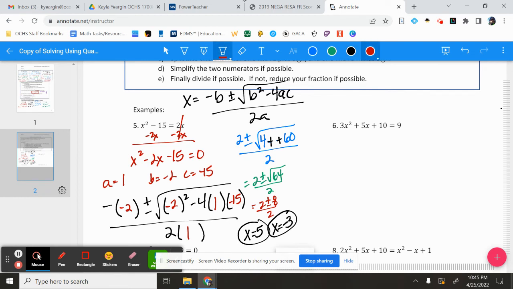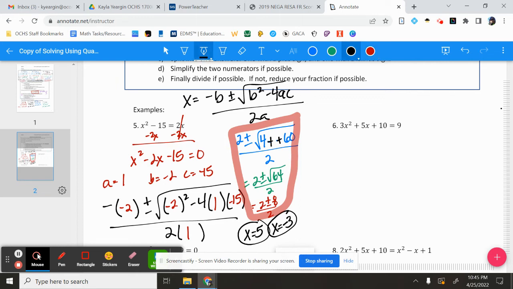Again, everything that I just showed you right in this box, you do not have to write on your paper every single time. I just want you to understand what your calculator is doing as you work through it. So let's look at number 6.